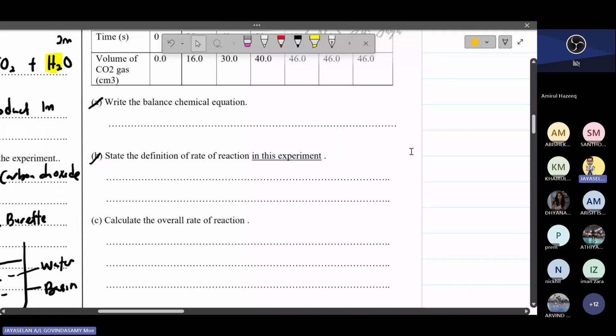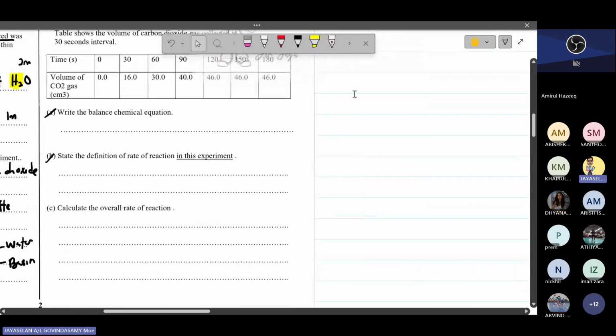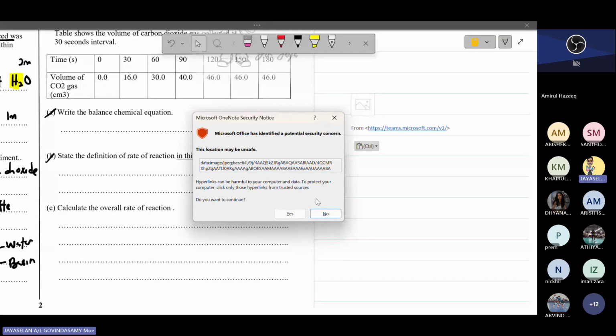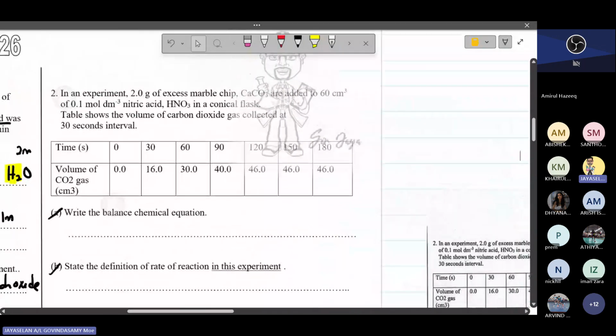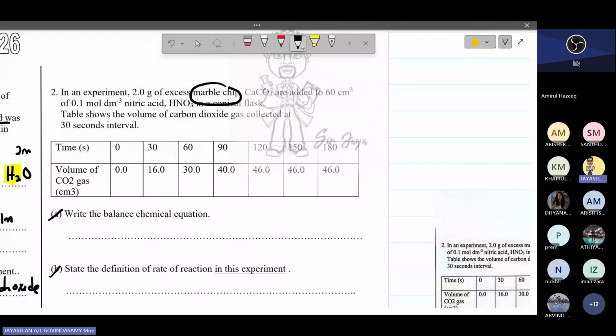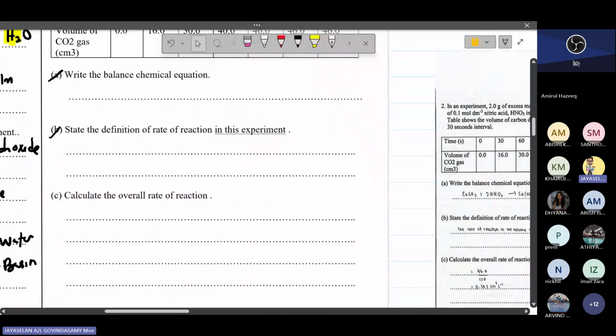Okay, she already did this one. So we check one of the students. I don't want to name whoever it is. Just look at the answer. Okay, now we check this one. They use marble chips, calcium carbonate, and nitric acid. The definition for rate of reaction in this experiment should be a specific definition.